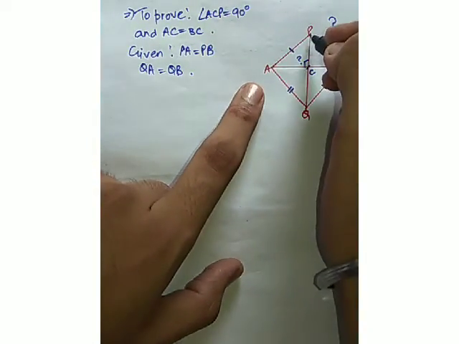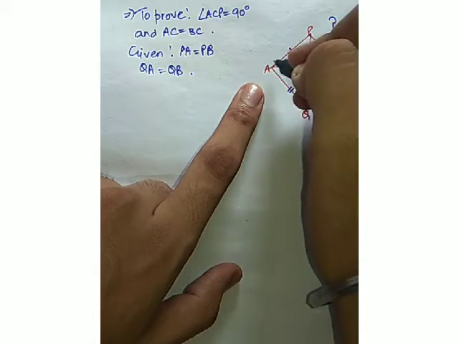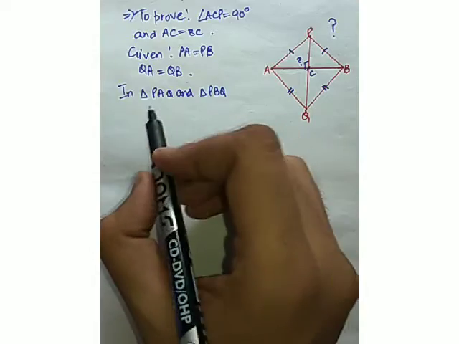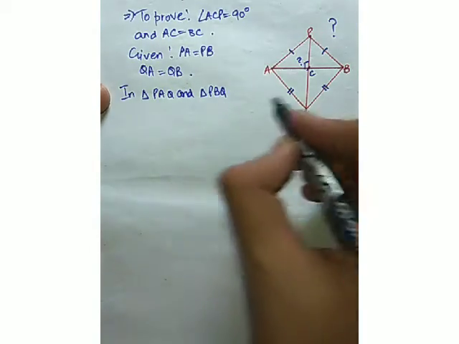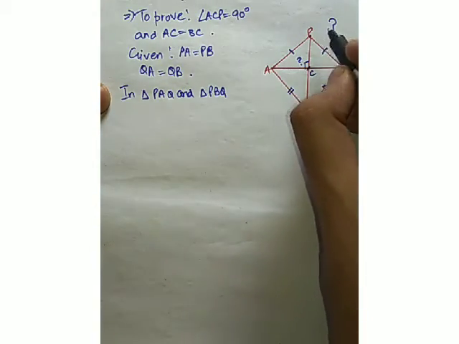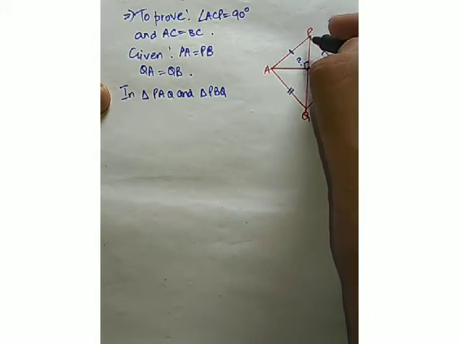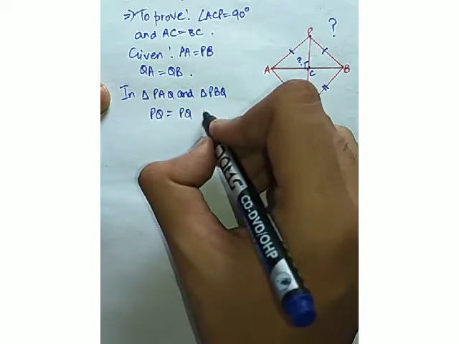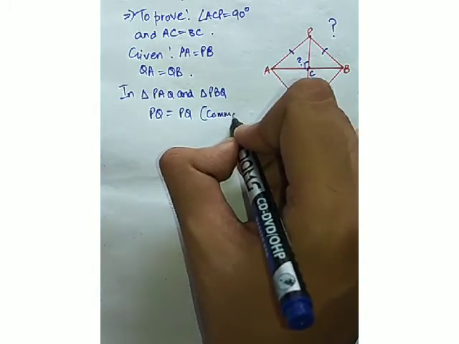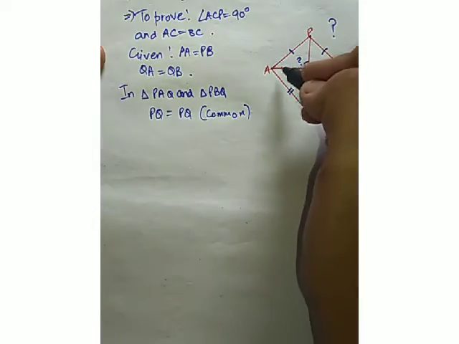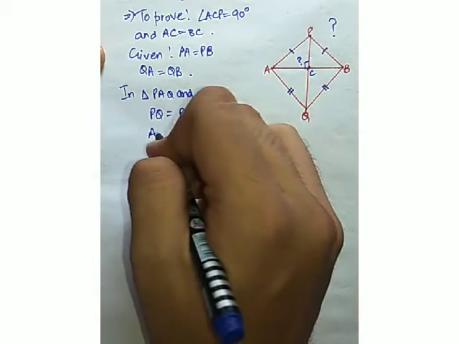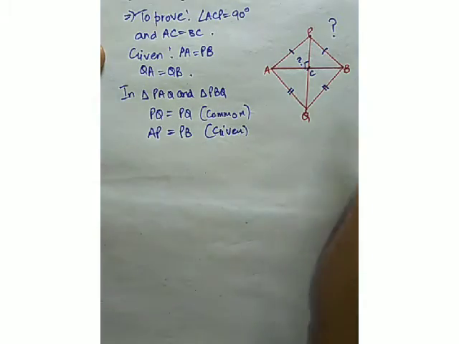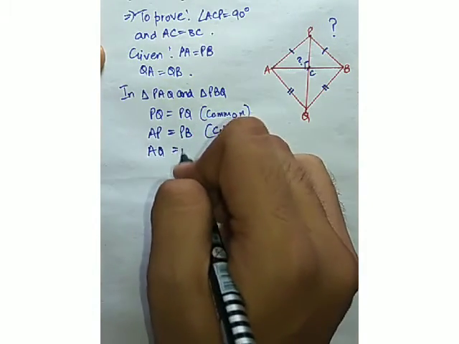So firstly, as I have told you, just take triangles PAQ and PBQ. In triangle PAQ and PBQ, it's very much clear that PQ is equals to PQ. First we write the equal things, of course. Why? Because it's a common side. After that, AP is equals to PB. That is also given. Also AQ is equals to BQ. That is also given.